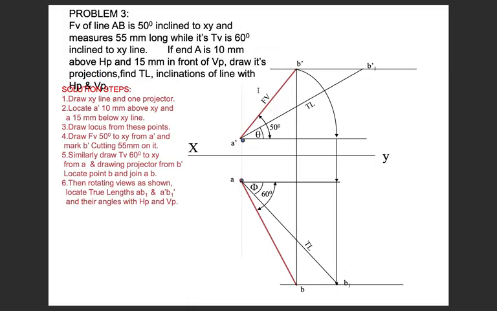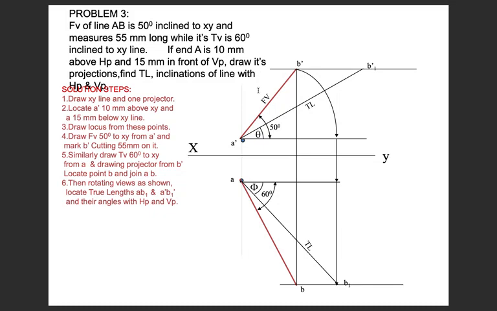Front view of the line AB is 50 degree inclined to XY and measures 55 mm long while its top view is 60 degree inclined to XY line. If end A is 10 mm above HP and 15 mm in front of VP, draw its projections, find TL, inclinations of line with HP and VP. Draw XY line and one projector, locate A dash 10 mm above XY line and A 15 mm below XY line. Draw locus from both these points. Draw front view 50 degree to XY from A dash and mark B dash, cut 55 mm on it.